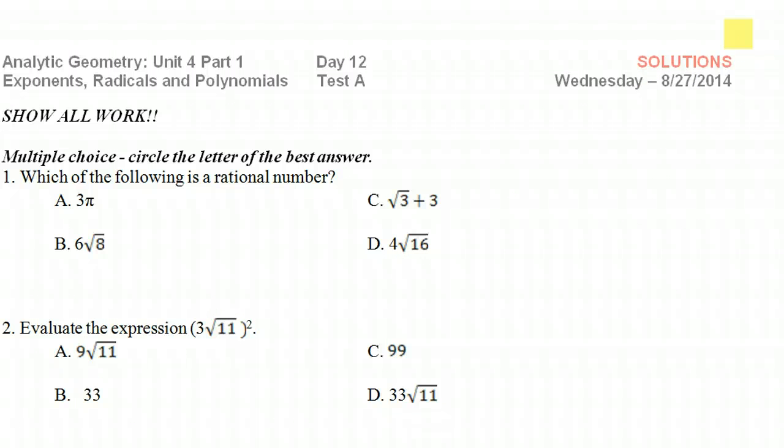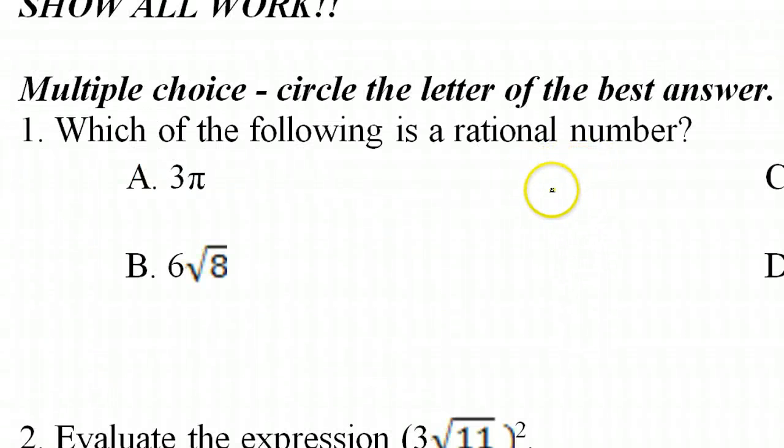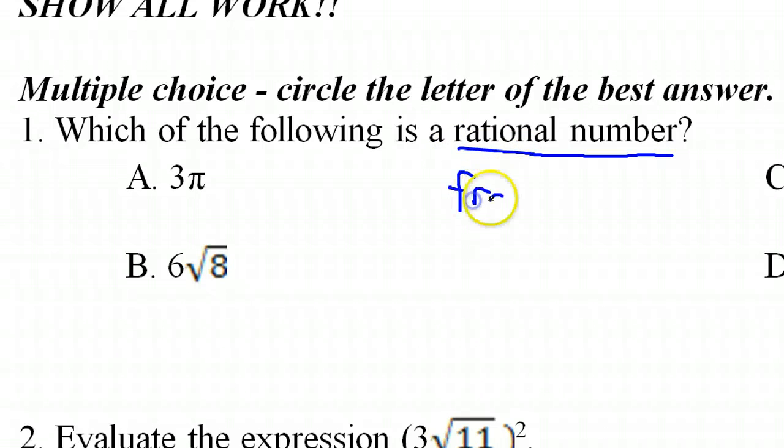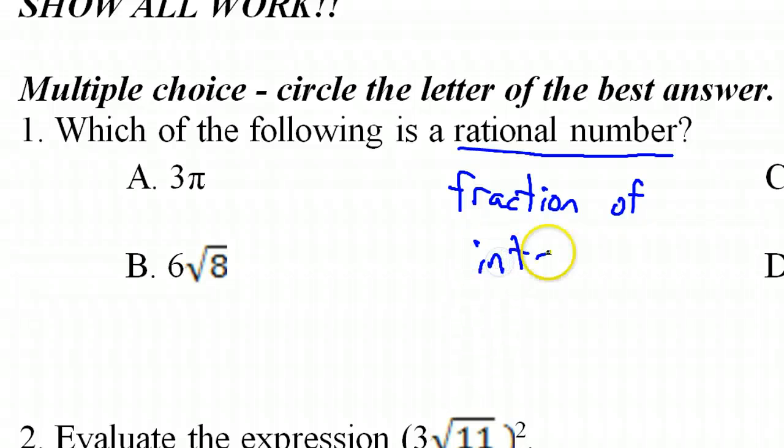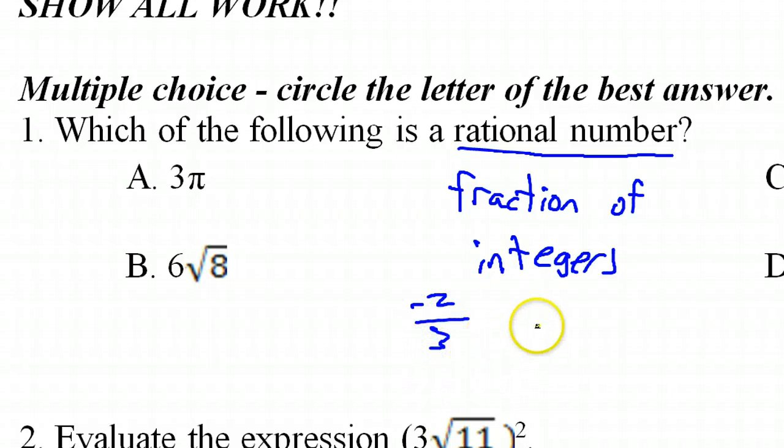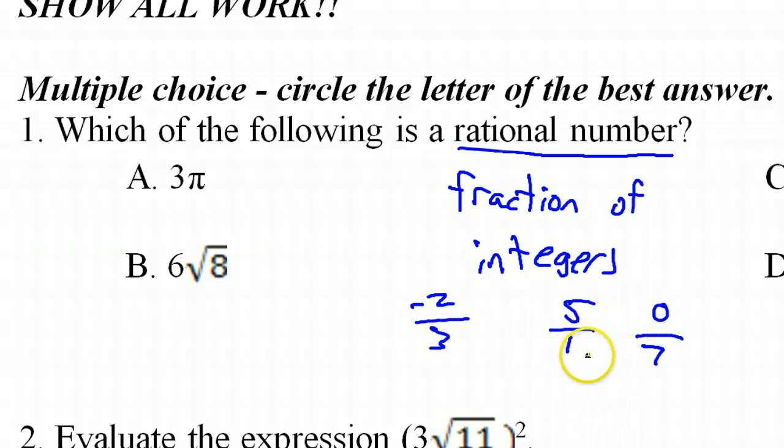Okay, let's get started. Which of the following is a rational number? Technically, a rational number is a number that can be written as a fraction of integers, like -2/3 or even 5/1. Even 0/7. All of these would be fractions of integers. So technically any rational number can be written as a fraction of integers.